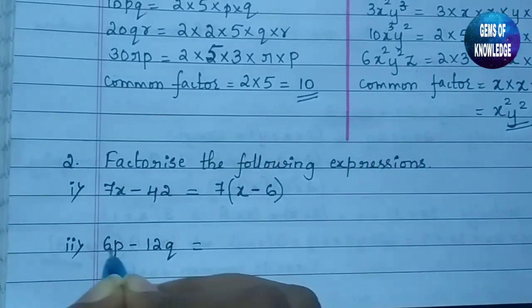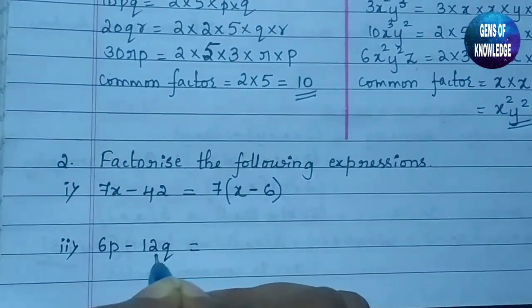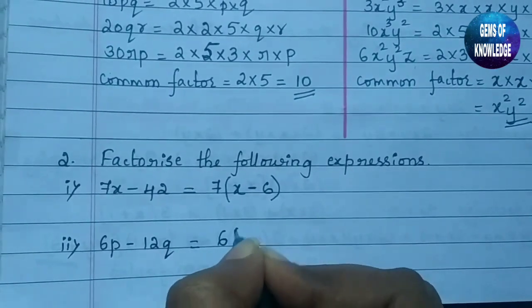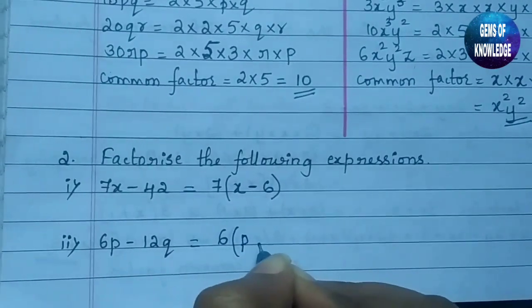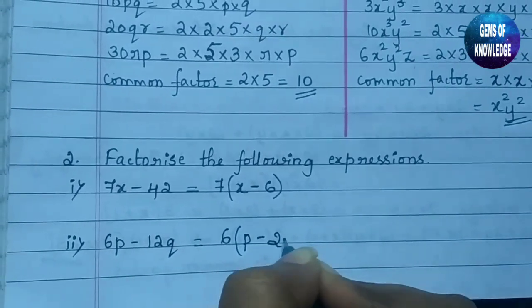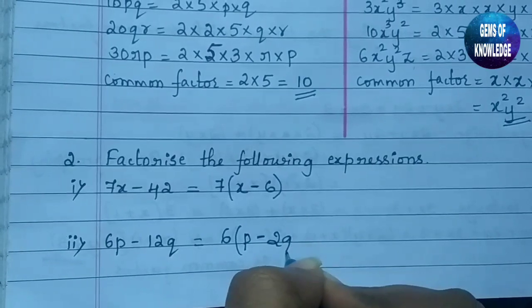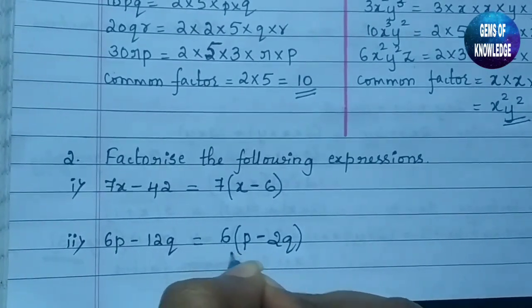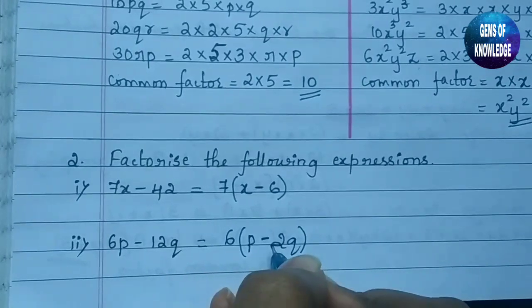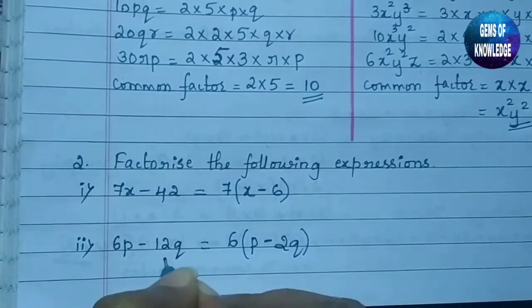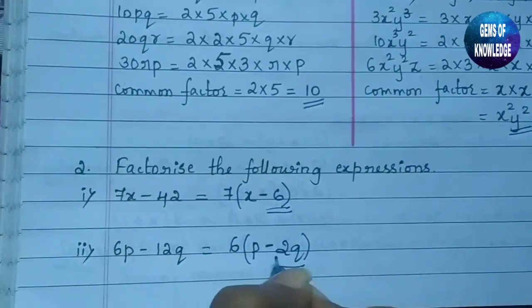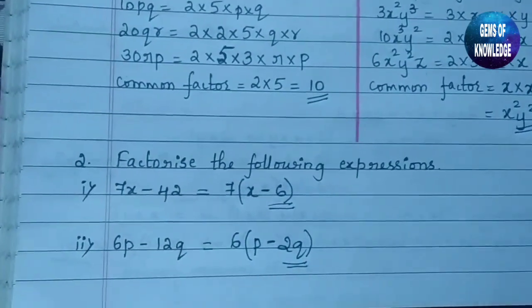Similarly, when you go to this, here you can say 6 1s are 6 and 6 2s are 12. Okay, so I will take 6 outside. What will be remaining here? p is remaining, minus 6 2s are 12, and one more thing remaining here is q. So you can say 6 into p is 6p, minus will be as it is, 6 2s are 12 and q will be as it is. So these are the two terms. After factorization, you are going to get the same thing.